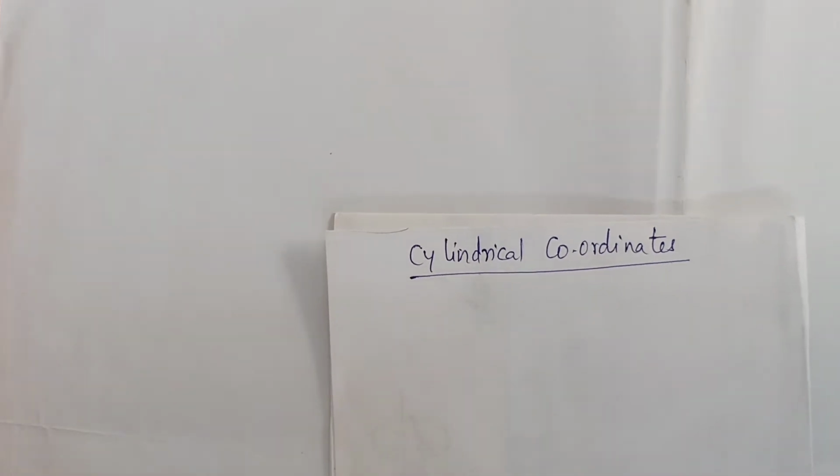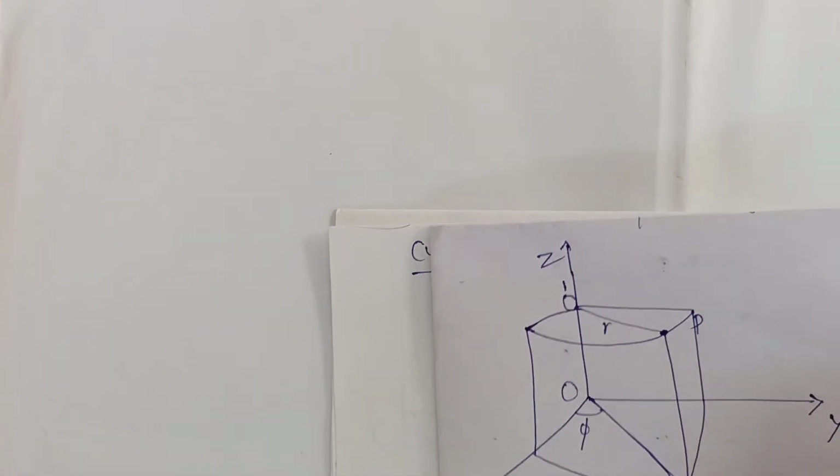We are going to discuss orthogonal curvilinear coordinates, specifically cylindrical coordinates. We are going to use the results of orthogonal curvilinear coordinates and write the differential operators in cylindrical coordinates, like our gradient, divergence, Laplacian and curl. For that, let us consider a right circular cylinder.